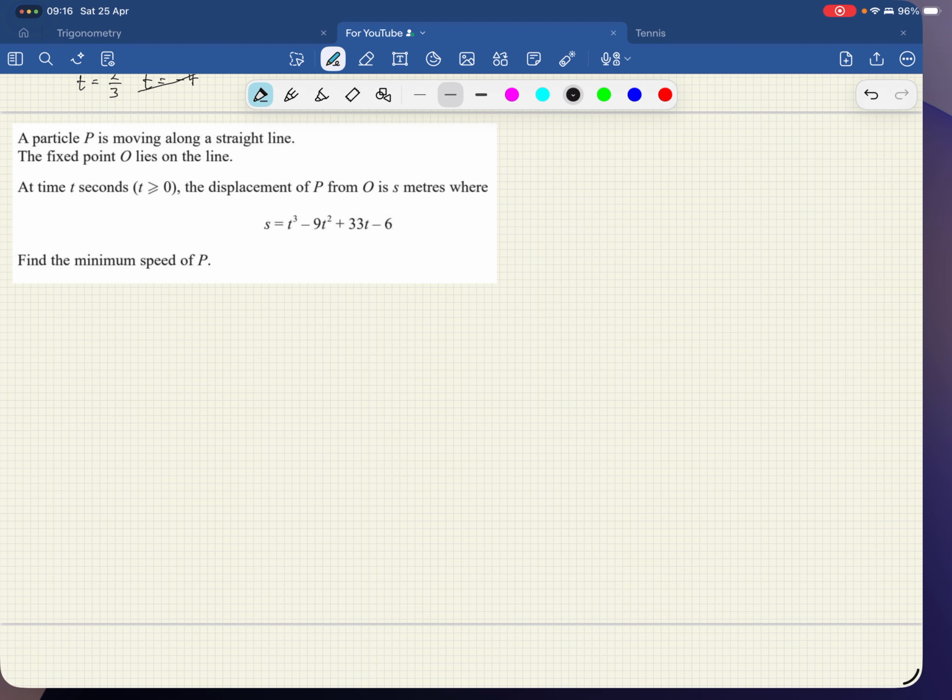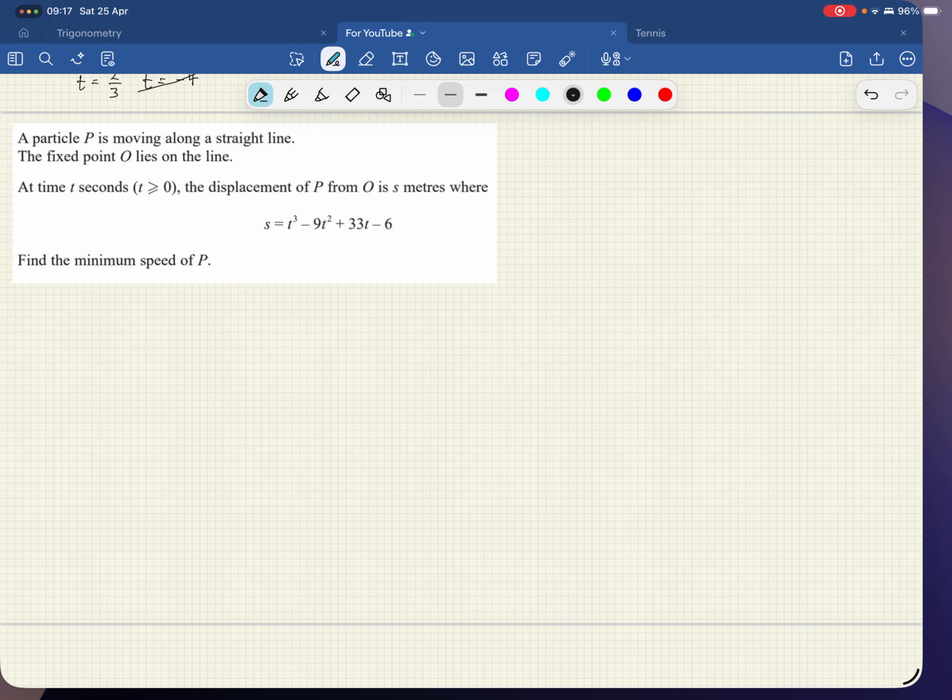So let's have a look. Particle P is moving along a straight line, just like before. The fixed point O lies on the line, just like before. Time t seconds, t is greater than 0, just like before. The displacement function is given by s equals some cubic. Find the minimum speed of P.